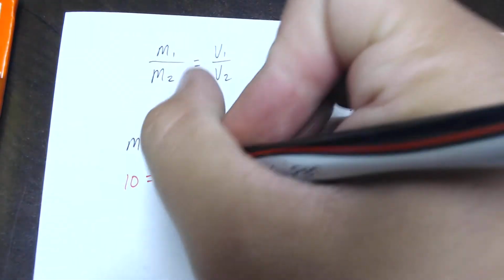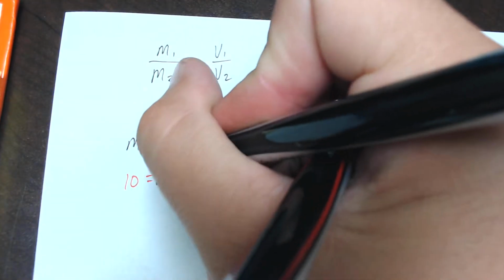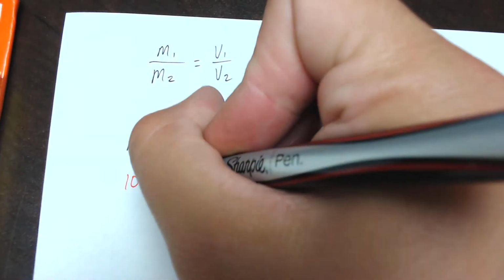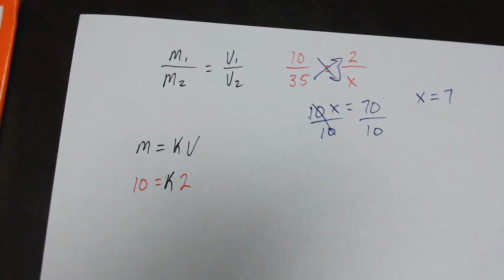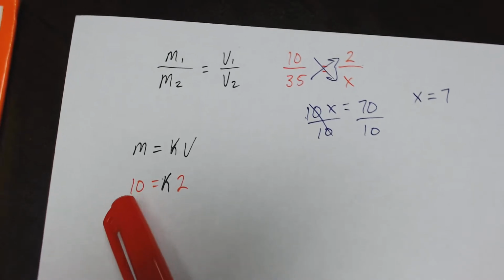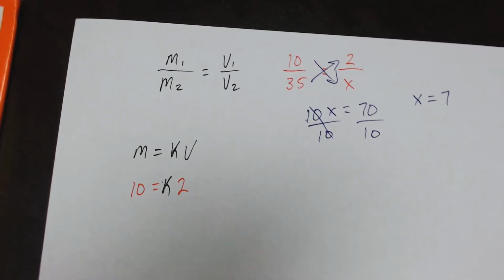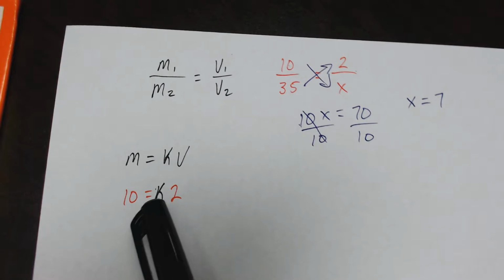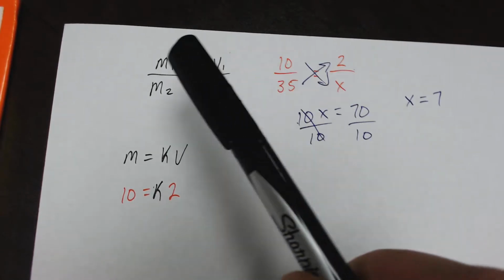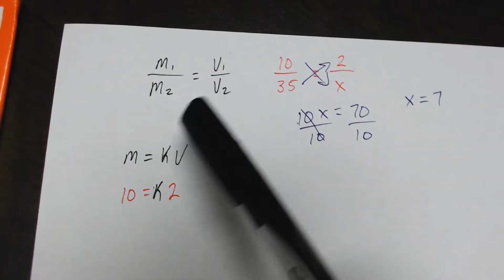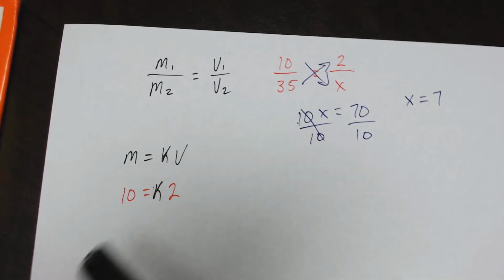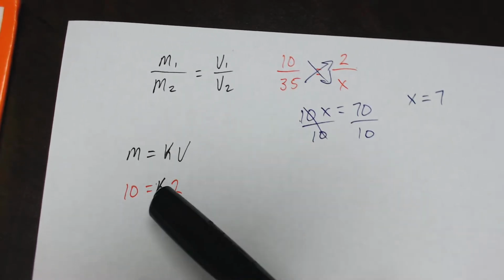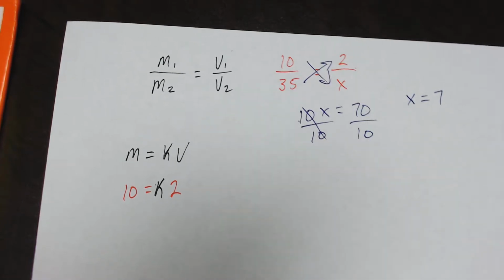So I'll go ahead and take mass 1, which is 10, and that's going to equal the constant K times volume 1, which is 2 liters. So now we have this equation of 10 kilograms equaling a constant value times 2 liters. The goal here in this scale factor method is to find out what the constant is. Once we find out what the constant is, we can then plug that into mass 2 to figure out what volume 2 is. So it's kind of like a two-step equation. You solve one equation for an unknown and then use that unknown to solve the second equation.